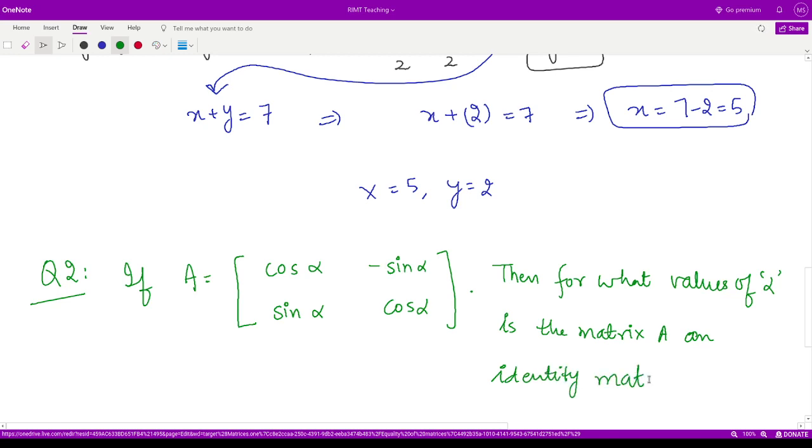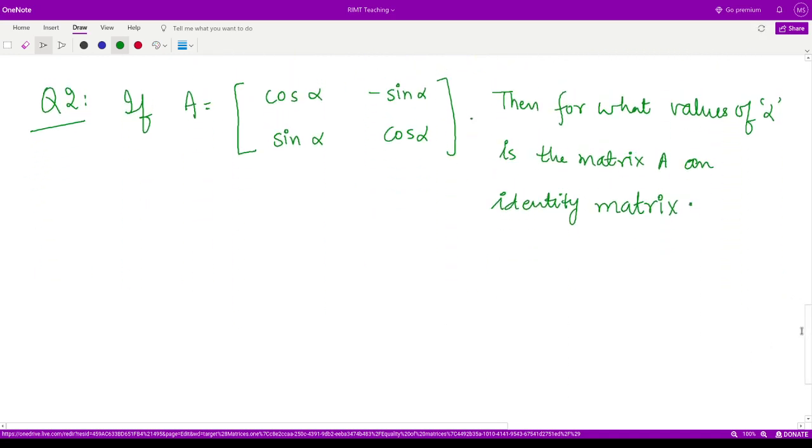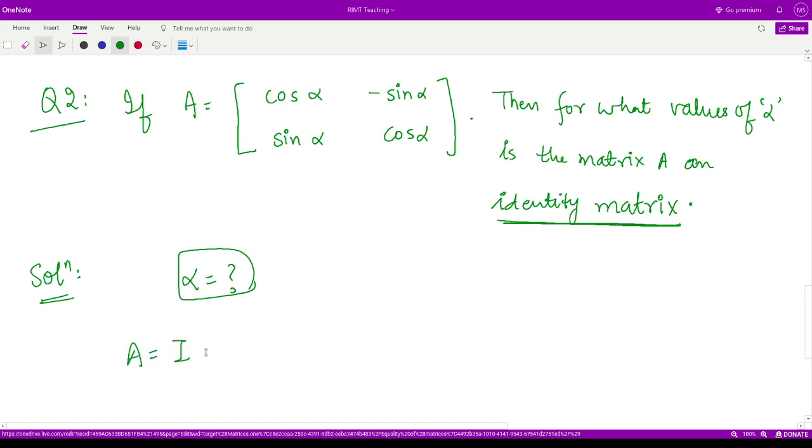Now recall, what is an identity matrix? It is a square matrix where on the diagonal we have the number 1 and everywhere else we have the number 0. So in the question they are saying calculate the value of alpha given the matrix A is equal to the identity matrix capital I. So let me write down the matrix A, which is the given matrix cos alpha, minus sine alpha, then sine alpha, and then cos of alpha.